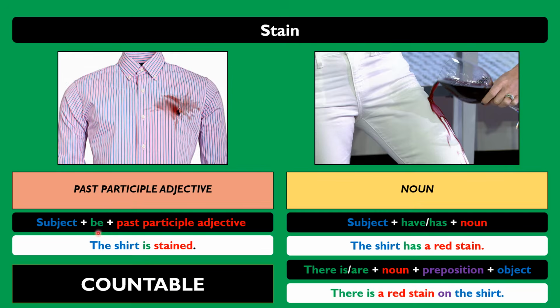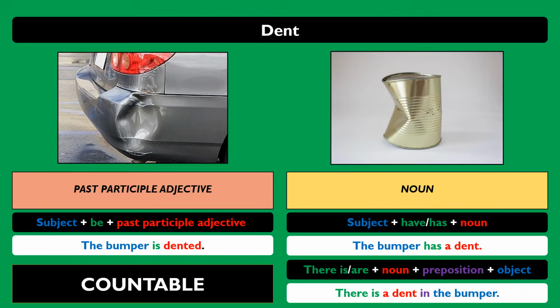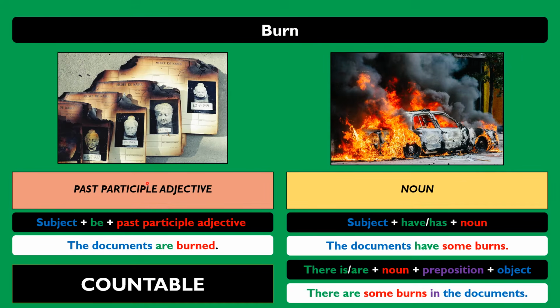Stain. The shirt is stained. The shirt has a red stain. There is a red stain on the shirt. Dent. The bumper is dented. The bumper has a dent. There is a dent in the bumper. Burn. The documents are burned. The documents have some burns. There are some burns in the documents.